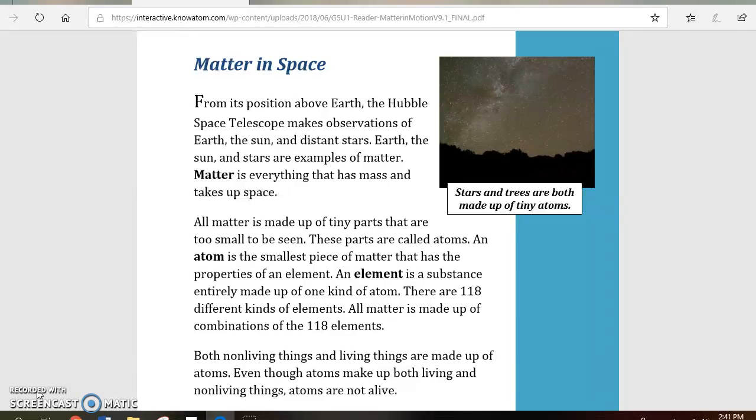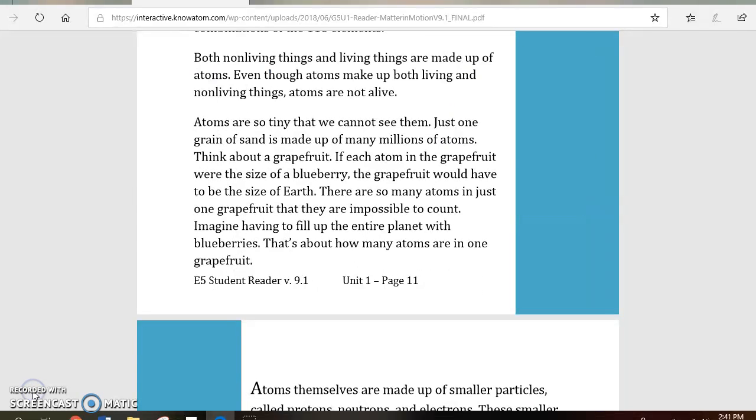Both non-living things and living things are made up of atoms. Even though atoms make up both living and non-living things, atoms are not alive. Atoms are so tiny that we cannot see them. Just one grain of sand is made up of many millions of atoms.